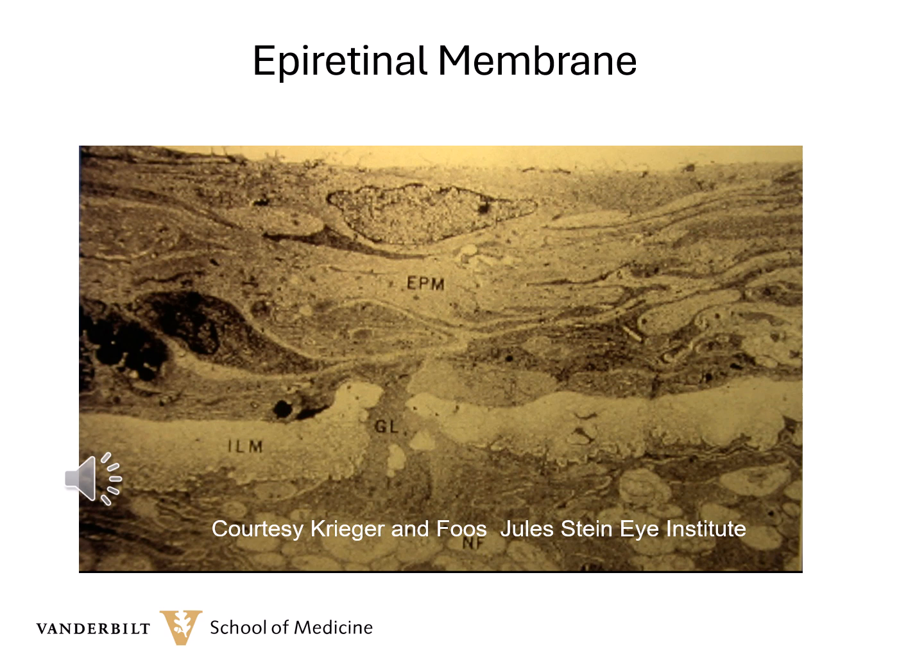Here is a slide courtesy of the Jules Stein Eye Institute, Dr. Krieger and Dr. Foos. You can see the ILM, and that is marked lower. And then there's a glial cell, and you can see that growing through a break in the internal limiting membrane. And then you can see a cellular epiretinal membrane proliferating on the surface of the internal limiting membrane.